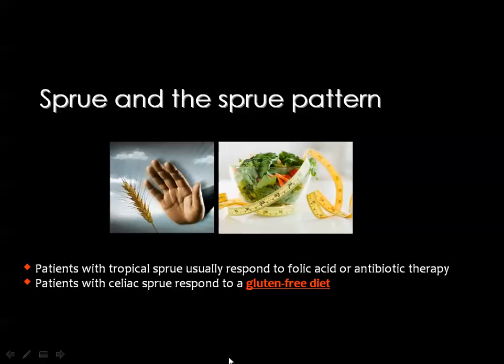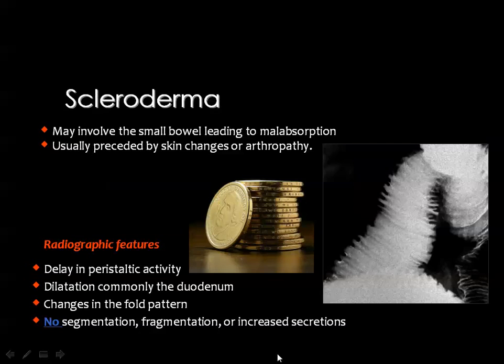Then you remember patients with tropical sprue, this is an infection, are treated by antibiotic therapy and folic acid therapy as well, while patients with celiac sprue will respond to a gluten-free diet. Then scleroderma is one of the lesions that affect the skin, affect the bones, and affect the gastrointestinal tract. This disease may result in malabsorption whenever it affects the small bowel.